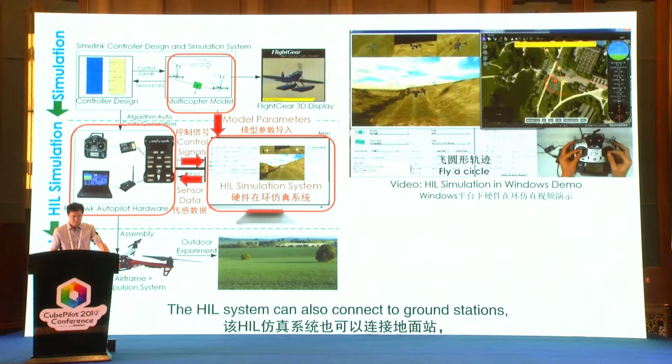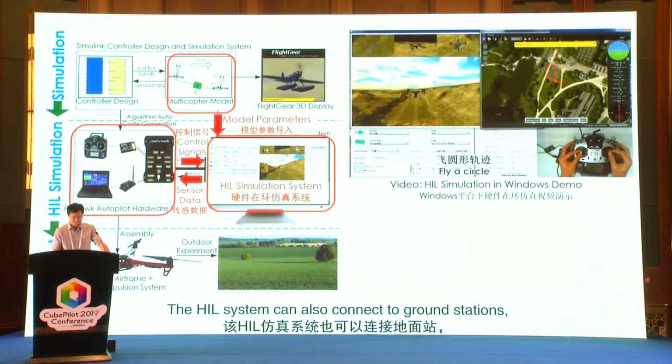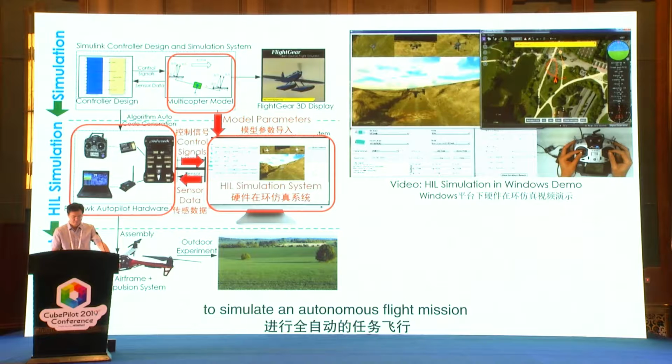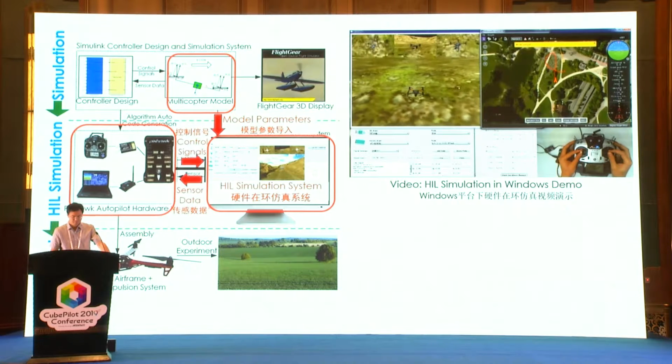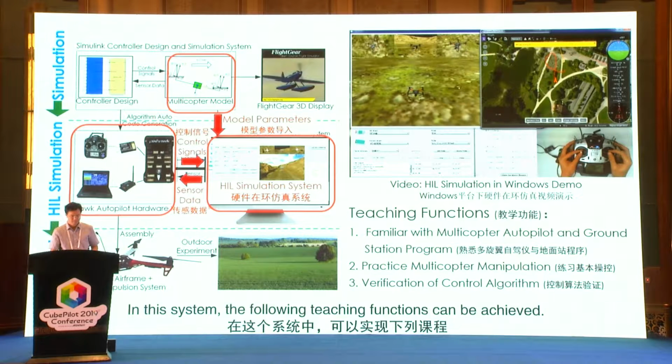The Hill system can also connect to ground stations to simulate an autonomous flight mission. In this system, the following teaching functions can be achieved.